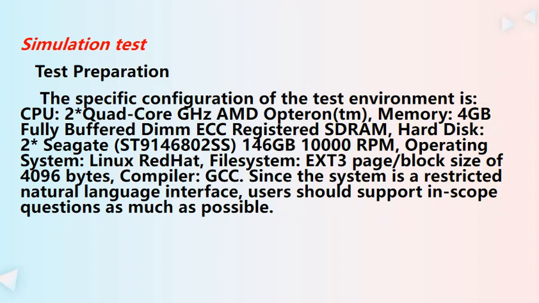Simulation test. Test preparation. The specific configuration of the test environment is: CPU, 2 quad-core 2 GHz AMD Opteron; memory, 4 GB fully buffered DIMM ECC registered SDRAM; hard disk, 2 Seagate ST91468002SS, 146 GB, 10,000 RPM; operating system, Linux Red Hat; file system, ext3 with page block size of 4096 bytes; compiler, GCC. Since the system is a restricted natural language interface, users should ask in-scope questions as much as possible.